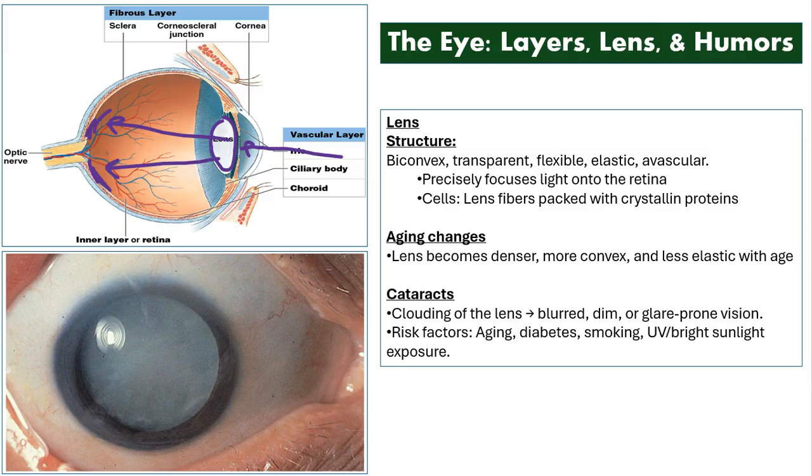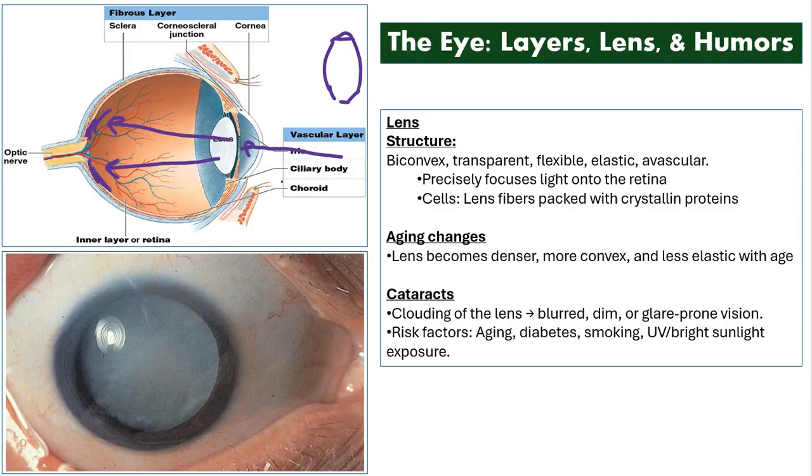And as you can see, if I erase this piece here, the lens has this kind of biconvex structure. It looks like this, some version of that. And again, it's very, very flexible and elastic. It's also avascular. And again, the whole goal is to focus light onto the retina. And that means you've got to deal with certain cells of the lens. These are basically going to be a lot of fibers packed with these crystalline proteins to help with that focus.